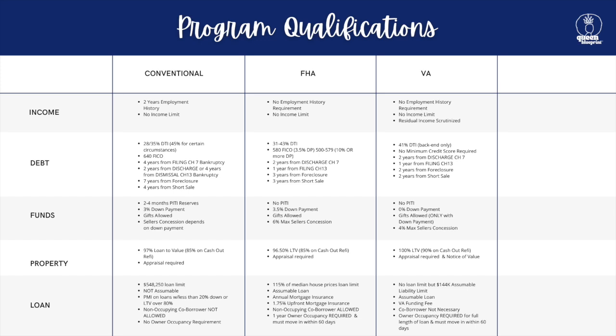All right. So for a VA loan, there are no employment history requirements. There's no income limit. Your residual income is scrutinized, so they will look at how much you are making residually. There is a 41% DTI, back end only.